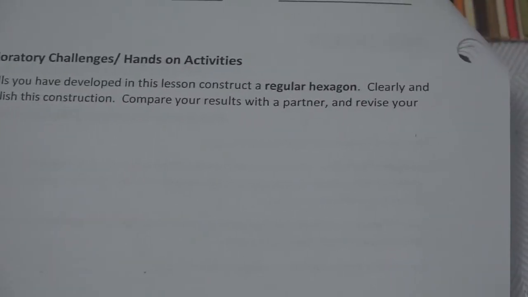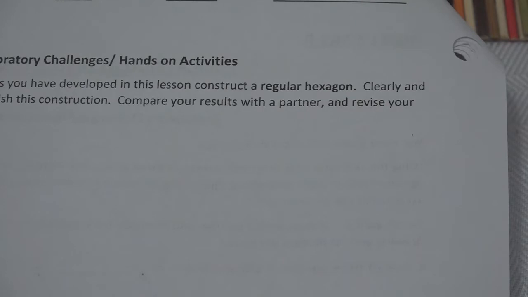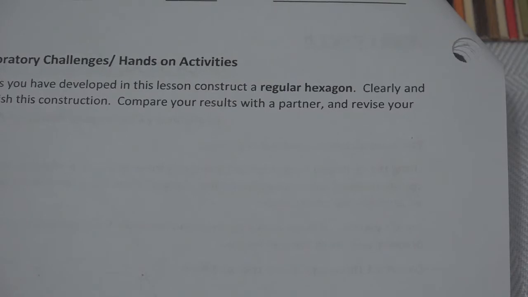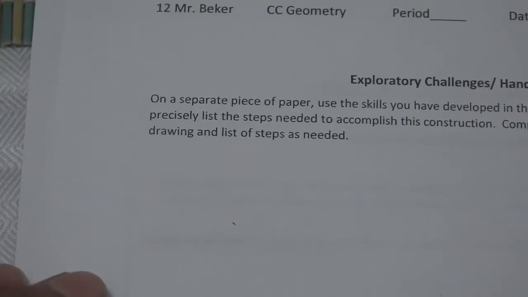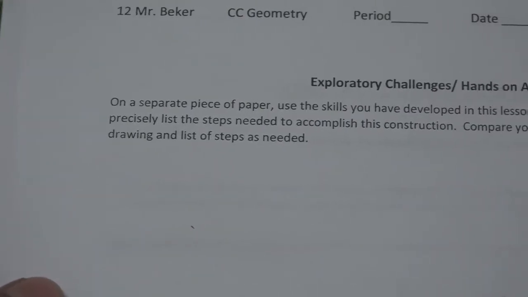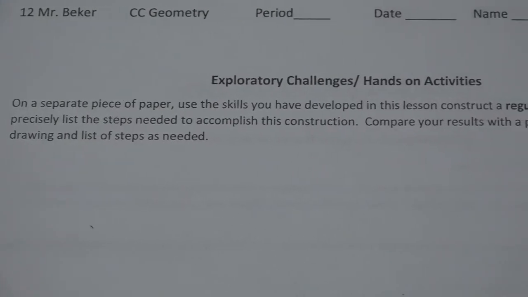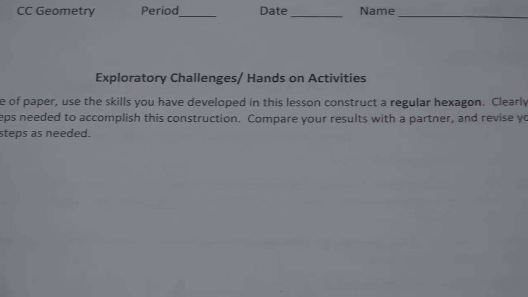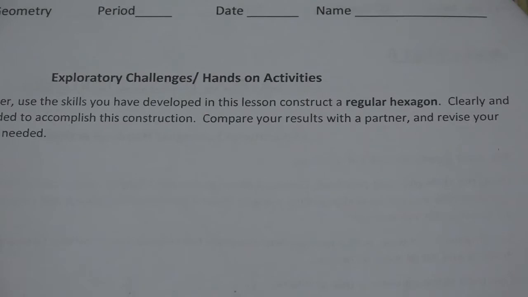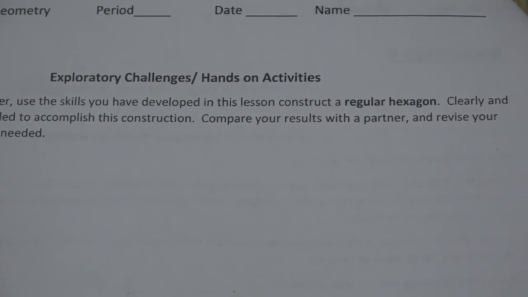Oh, okay. So it says, on a separate piece of paper, use the skills you have developed in this lesson to construct a regular hexagon. First of all, what's a hexagon? Oh, a polygon with six sides, right? It says, clearly and precisely list the steps needed to accomplish this construction. Compare your results with a partner and revise your drawing and list of steps as needed.